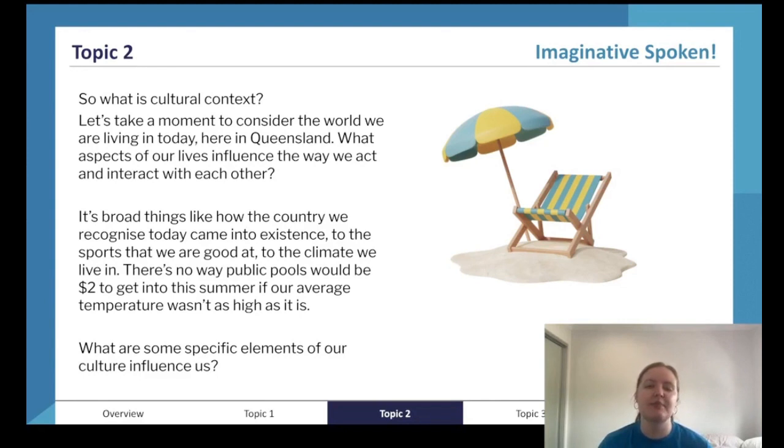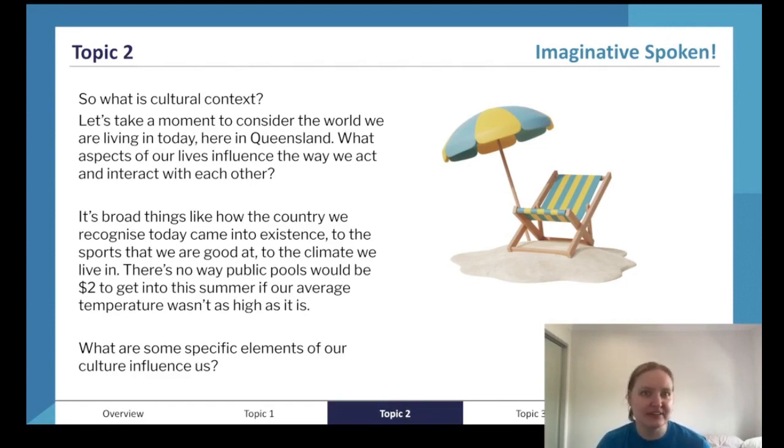A broad thing might be how the country we know today, how Australia, came into existence, this idea of being a penal colony, a British colony, some of the pain and anger that comes from colonization and all of those sorts of things, to the sports that we are good at. The Australian women's cricket team recently beat India, and that has had a big impact. The Australian men's cricket team is currently doing quite well against Pakistan in the test series, so that is also an element of that. Cricket is something we are quite good at, just as everyone at the Olympics knows that Australia are the ones to beat in the swimming.